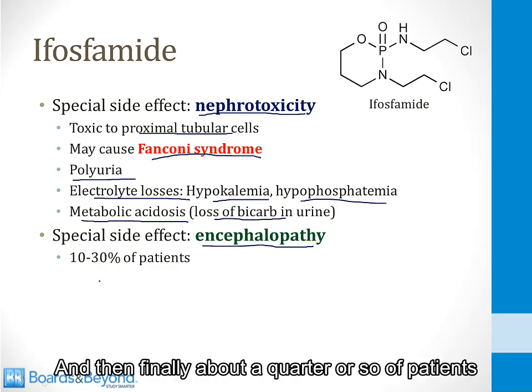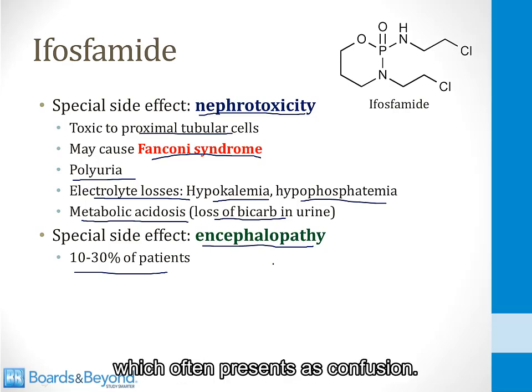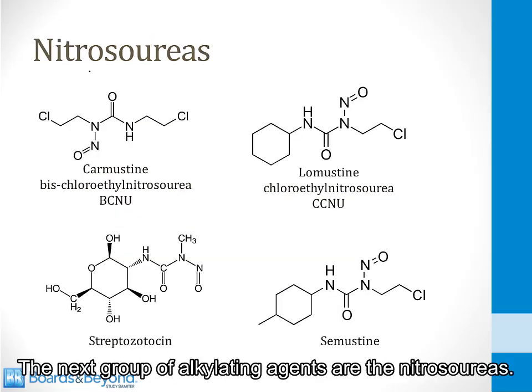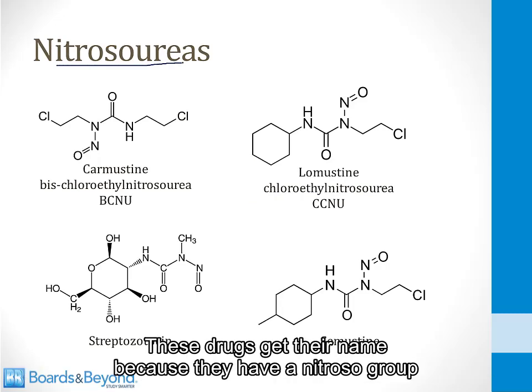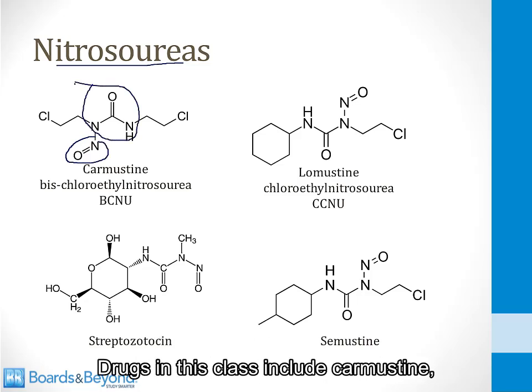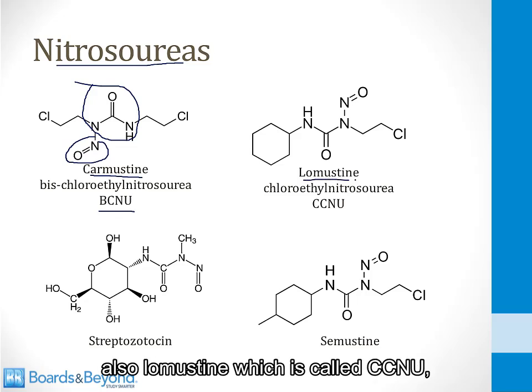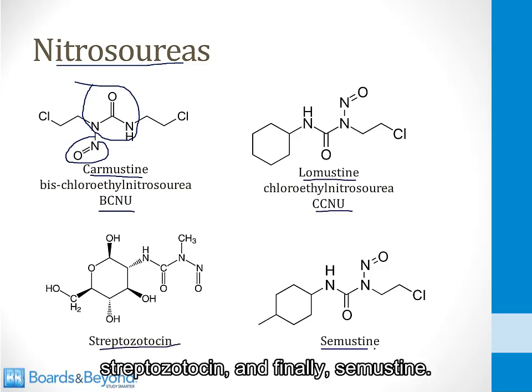And then finally, about a quarter or so of patients who are administered ifosfamide develop an encephalopathy, which often presents as confusion. The next group of alkylating agents are the nitrosoureas. These drugs get their name because they have a nitroso group, which is a nitrogen oxygen group, and they also have a urea moiety. Drugs in this class include carmustine, which is often called BCNU, an abbreviation of its chemical name, also lomustine, which is called CCNU, streptozotocin, and finally semustine.